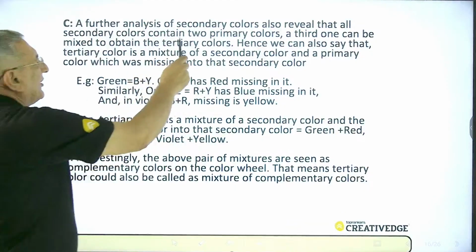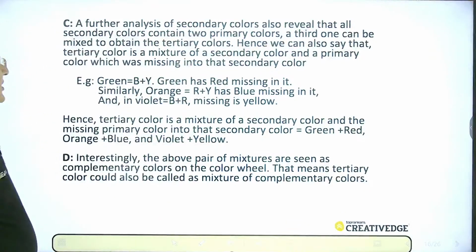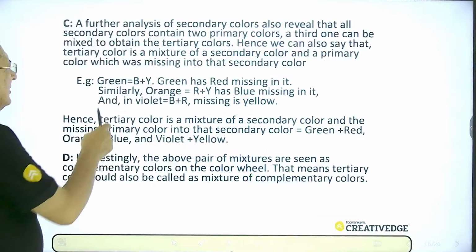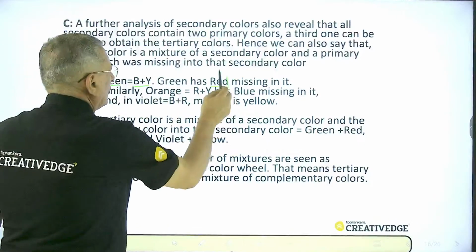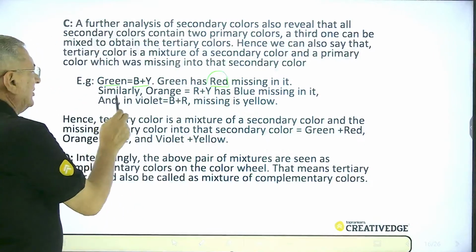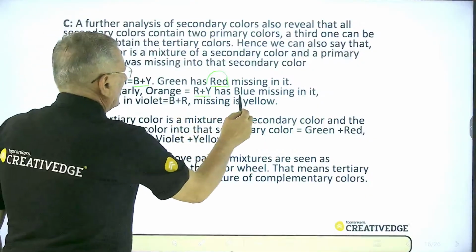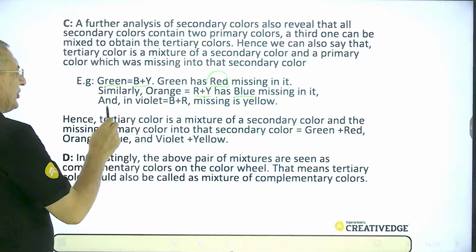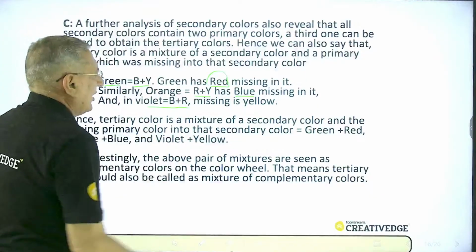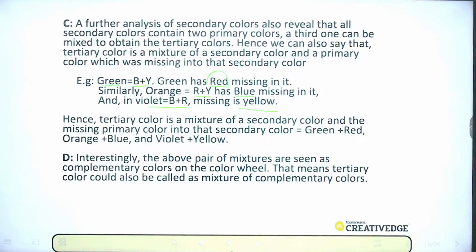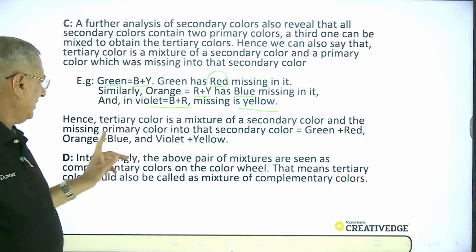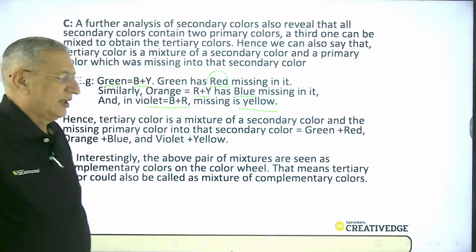Further analysis of secondary colors also reveals that all the secondary colors contain two primary colors. A third one can be mixed to obtain the tertiary color. That means in green, which contains B plus Y, you need to mix red to get a tertiary color. Similarly, orange, R plus Y, you mix blue into it and you get a tertiary color. Violet, B plus R, you mix yellow into it and you get a tertiary color. Hence, a tertiary color is a mixture of a secondary color and the missing primary color.